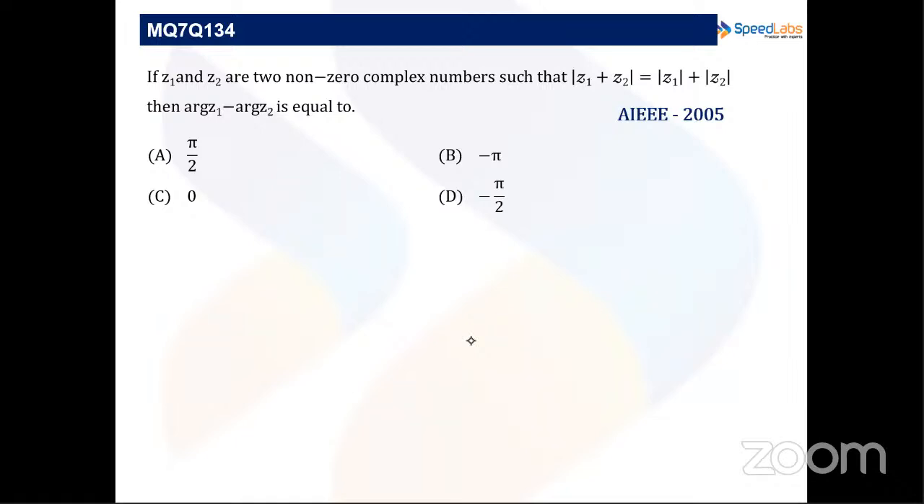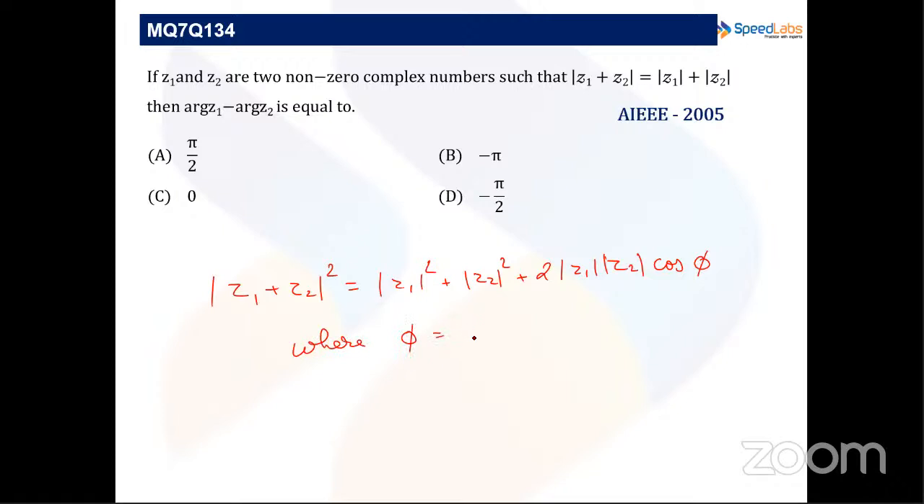Now, we are given Z1 and Z2 are two non-zero complex numbers such that modulus of Z1 plus Z2 is equals to mod of Z1 plus mod of Z2. We know that mod Z1 plus Z2 whole square is equals to mod Z1 square plus mod Z2 square plus 2 mod Z1 mod Z2 into cos phi, where phi is equals to argument of Z1 minus argument of Z2.